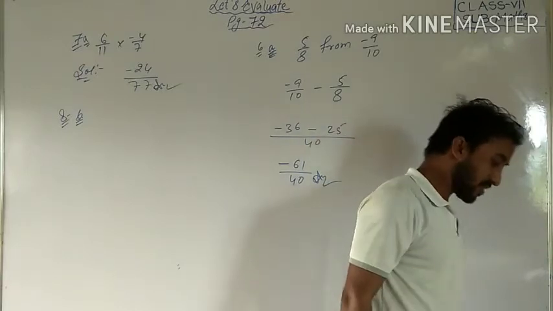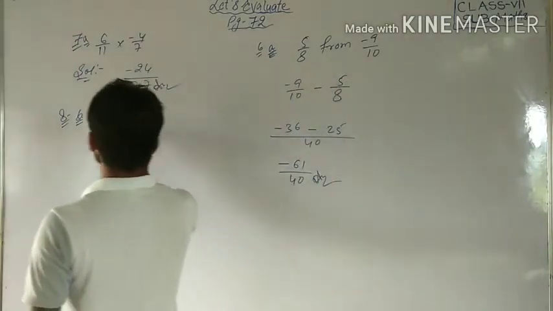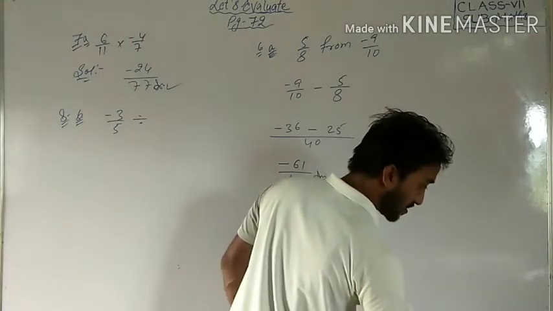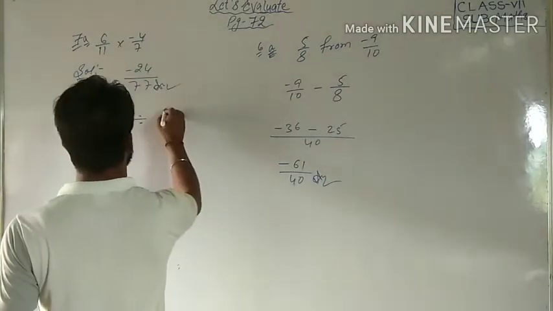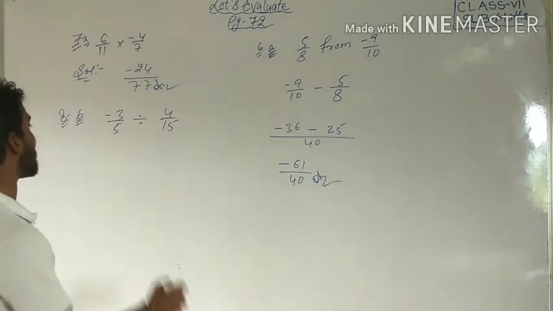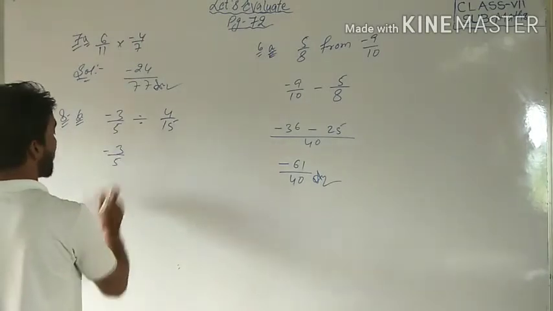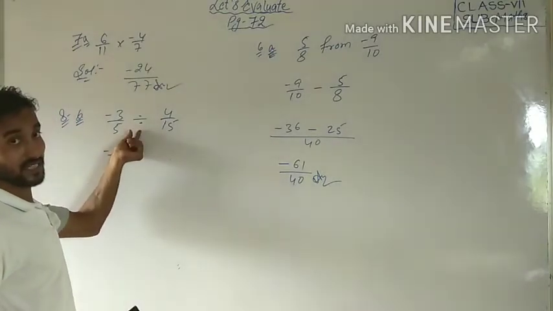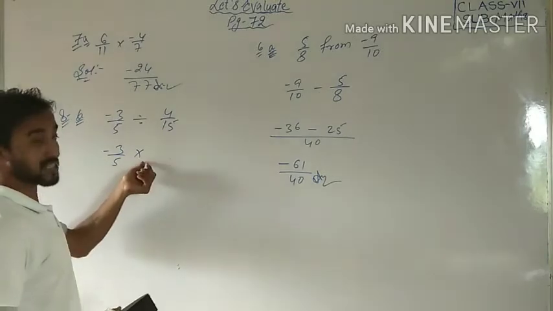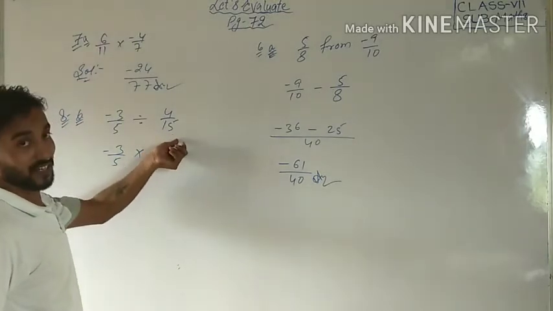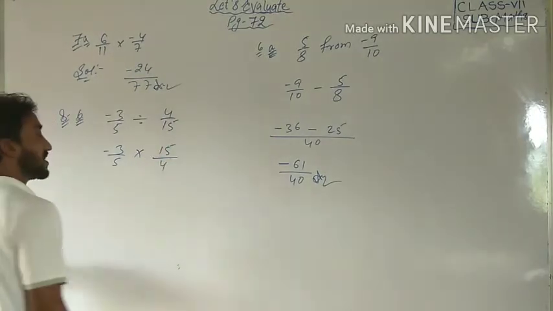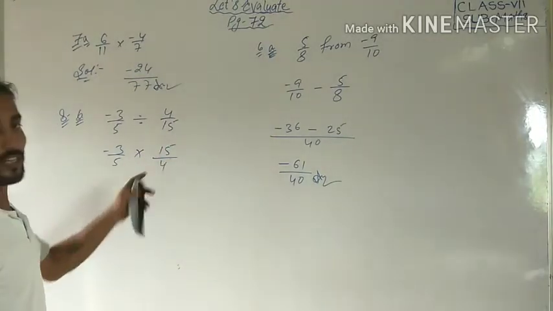So minus 3 by 5 divided by 4 by 15. We have a division, students. What will we do in such a condition? Simple. We write minus 3 by 5 and replace this sign by multiply. And as we replace it by multiply, the fraction that comes after it will be interchanged, numerator into denominator and denominator into numerator.